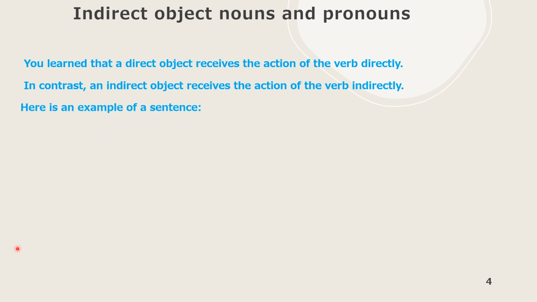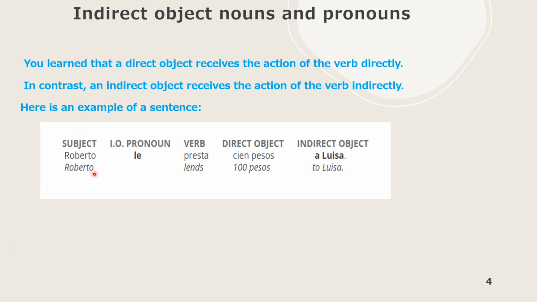So let's see one example here. Here is a sentence: Roberto le presta 100 pesos a Luisa. Here, the subject is Roberto. The pronoun is le. The verb is presta. The direct object is 100 pesos. To whom? Here, the indirect object is a Luisa.